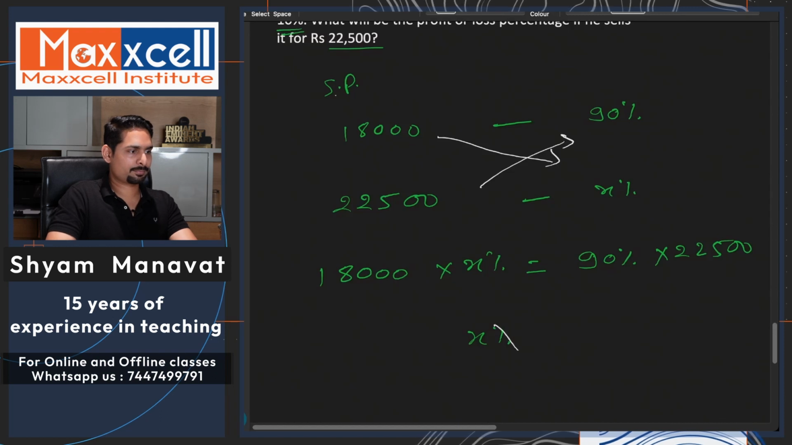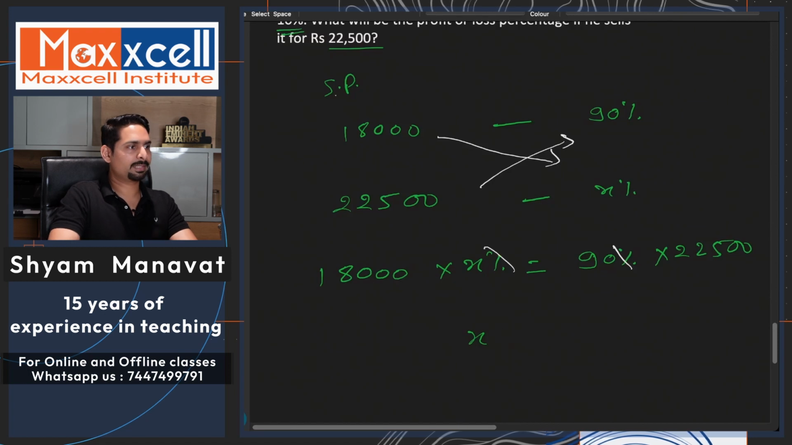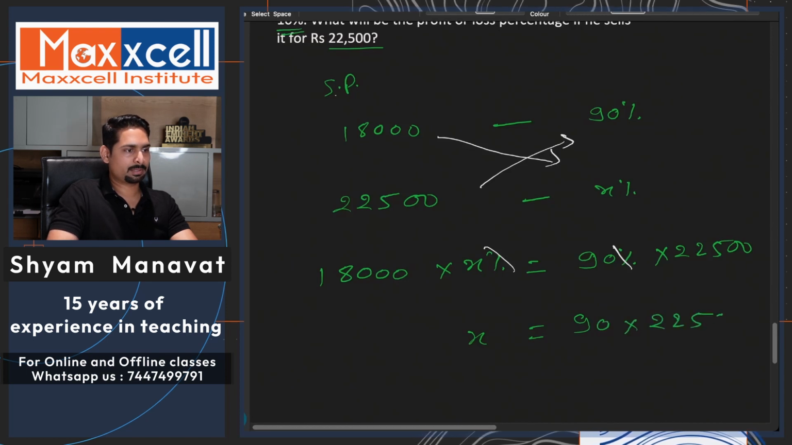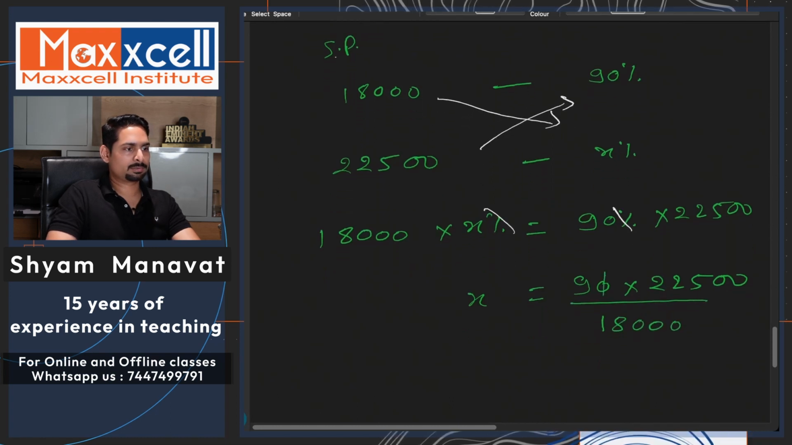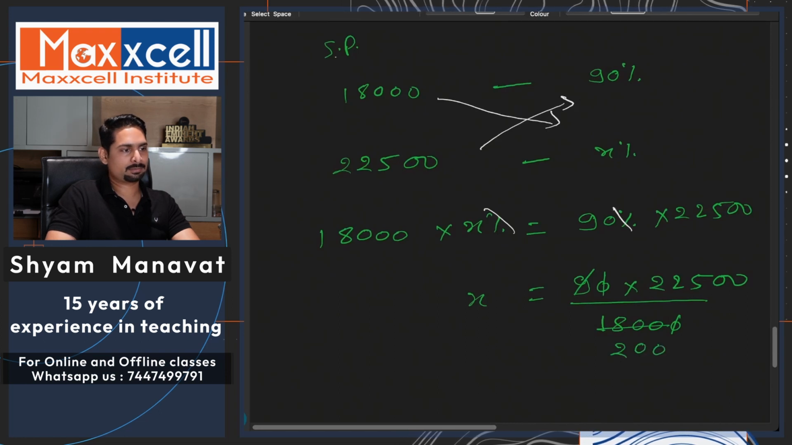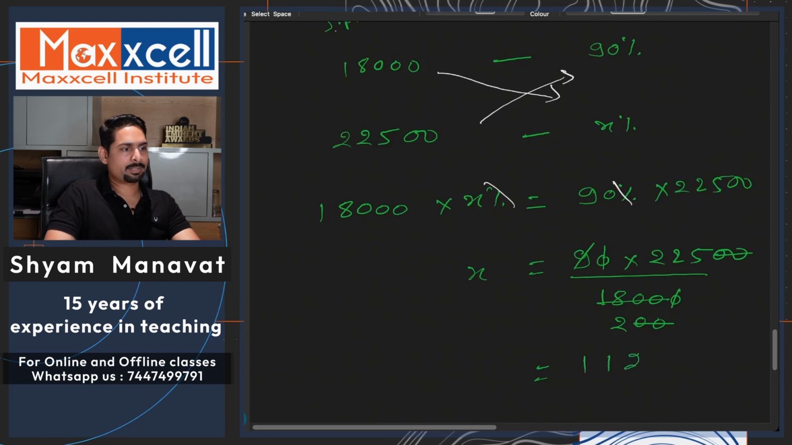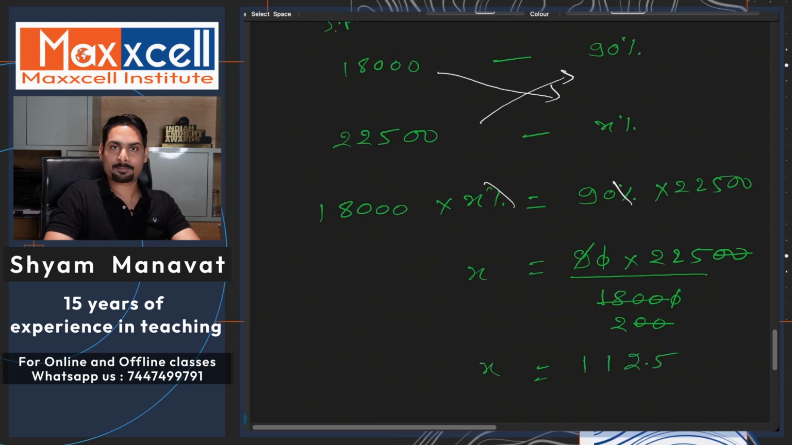So I have this x which is equal to 90 into 22500 by 18,000. 9 twos are 18 with zeros. Here I have two zeros which I can cancel with these two zeros. Now cancel by 2, so I have 112.5. So this is the value of x, right?